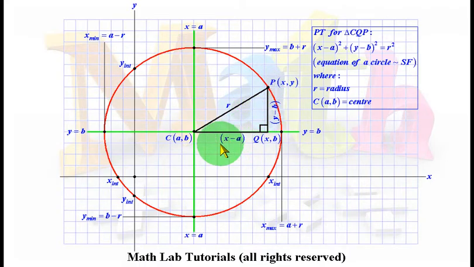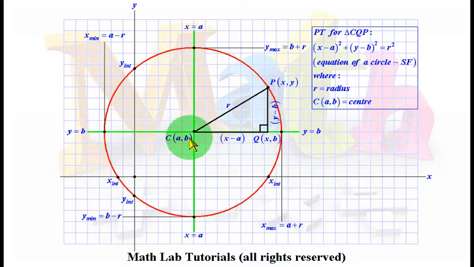Next, we turn our attention to going from the center to an arbitrary point P on the circle. The point P will in general have coordinates x comma y. So let's pretend for one moment that we knew what the coordinates were for this point. We'll call them x comma y. Then we look at the point Q. It'll have the same x coordinate as the point P, but the y coordinate will be the same as the y coordinate of the point C. So the coordinates of the point Q are x comma b.